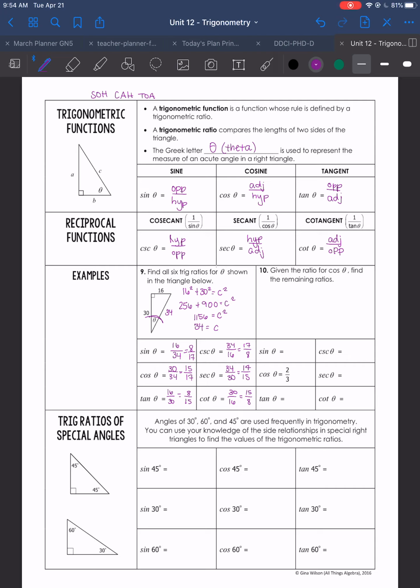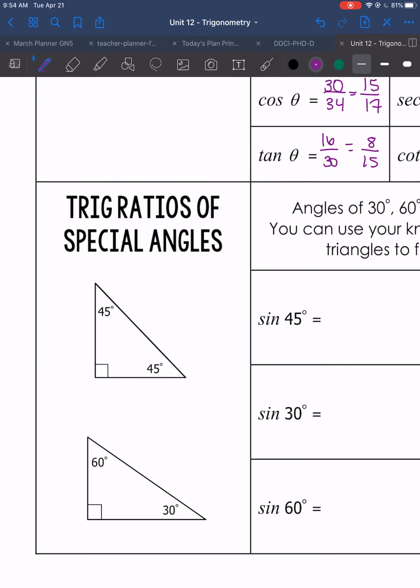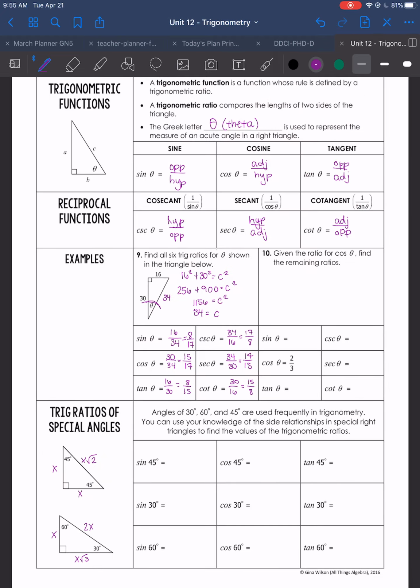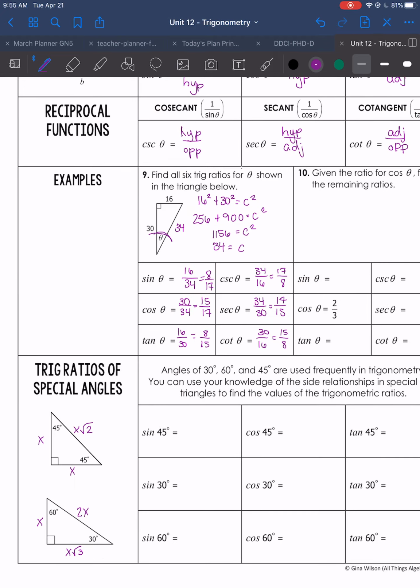Then trig ratios of special angles. So these are our 45, 45, 90 triangle and our 30, 60, 90. So remember that our legs are the same length in a 45, 45, 90, and then our hypotenuse is x times the square root of 2. And then for our 30, 60, 90, the shorter one's across from the 30, and then x square root of 3 is across from the 60, and then 2 times x is across from the hypotenuse. So these will be used frequently. We'll use them a lot. I'll show you how they work together with a unit circle when we get there.